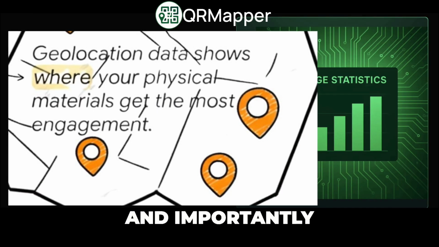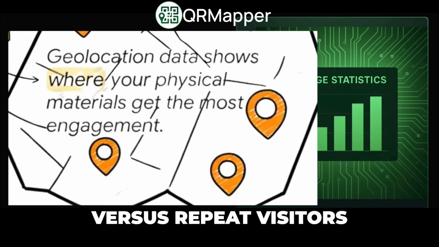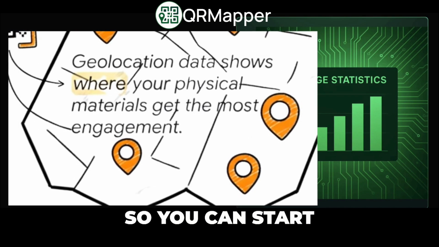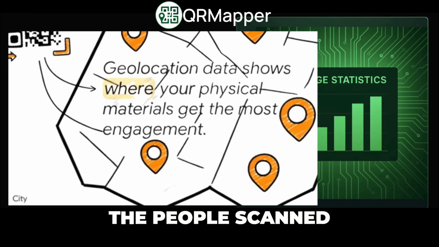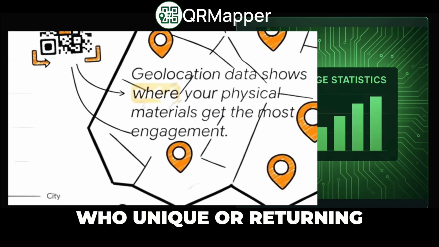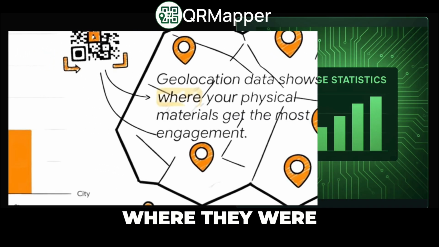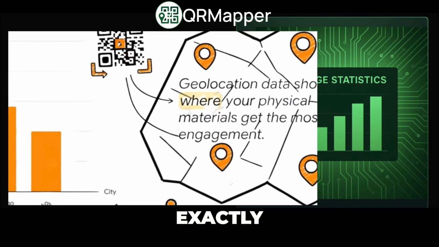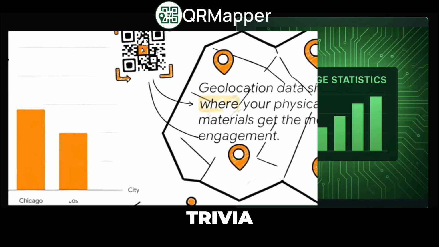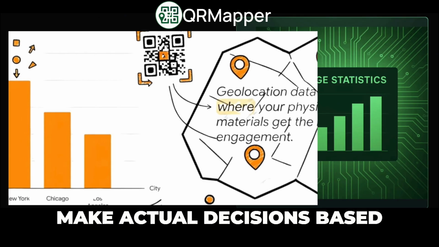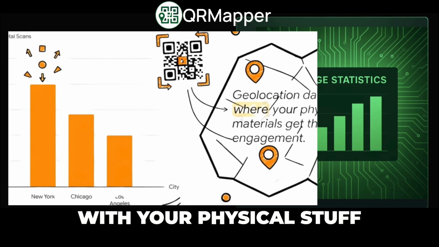Wow, location too. And importantly, the ratio of unique versus repeat visitors scanning the code. So you can start to understand not just that people scanned, but a bit about who, unique or returning, where they were, maybe what device they used. Exactly. This isn't just interesting trivia.